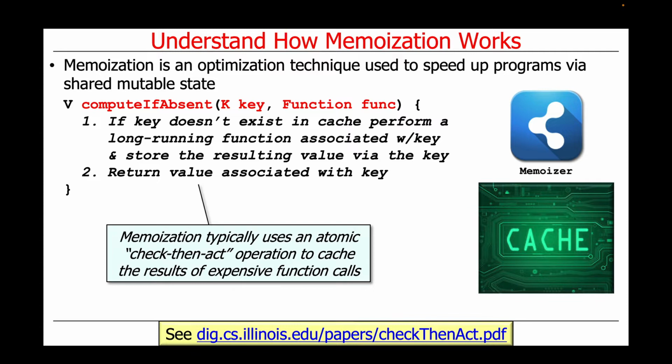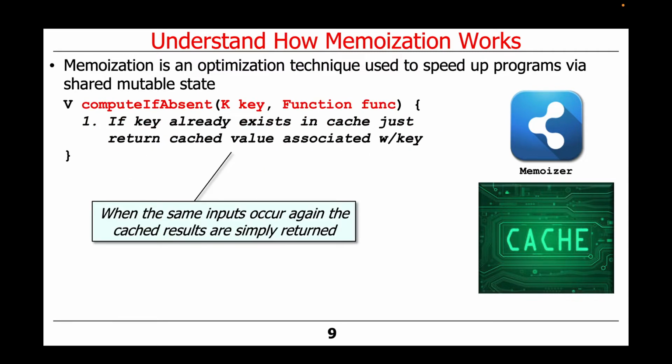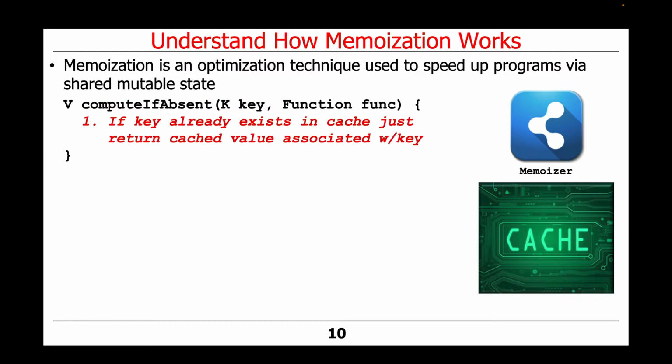This method is called computeIfAbsent. It takes a key and a function. If the key doesn't exist yet in the cache, the computeIfAbsent method performs a long-running function associated with the key and stores the resulting value in the cache using the key. It then returns the value that's been associated with the key in the cache. Henceforth, when the same inputs occur again, the cached results are simply returned. For example, if the key already exists in the cache, that cached value associated with the key is returned without performing the long-running computation again.